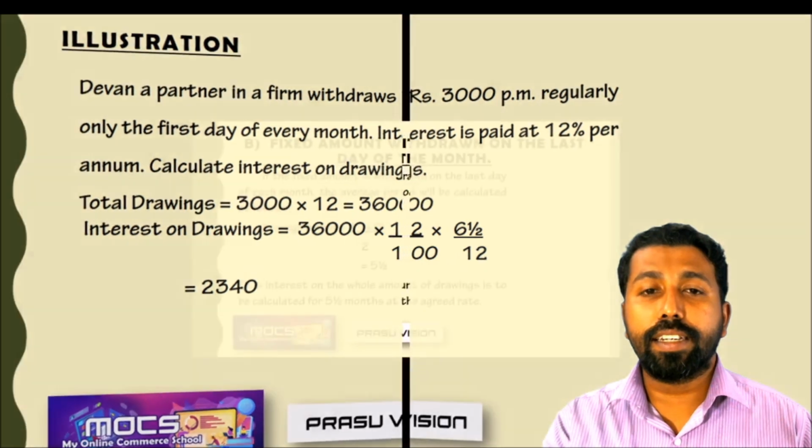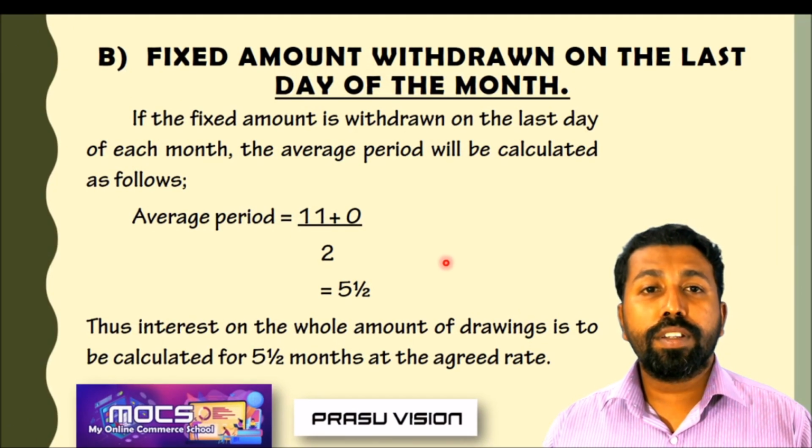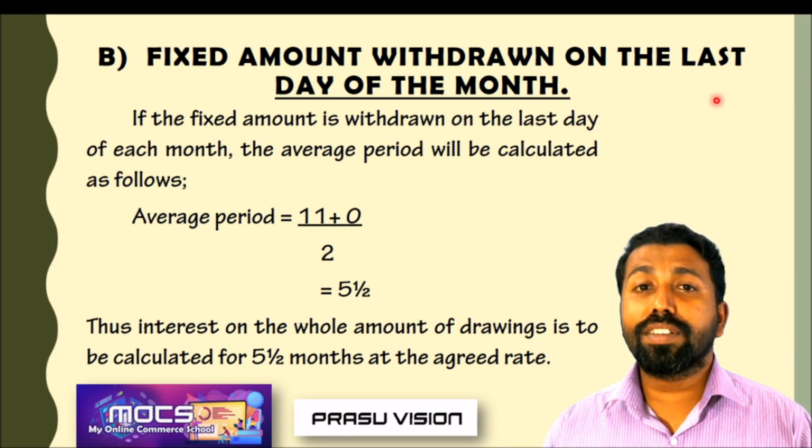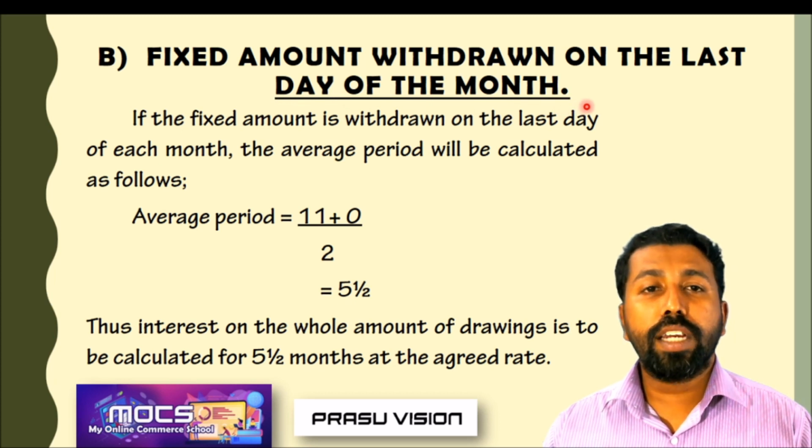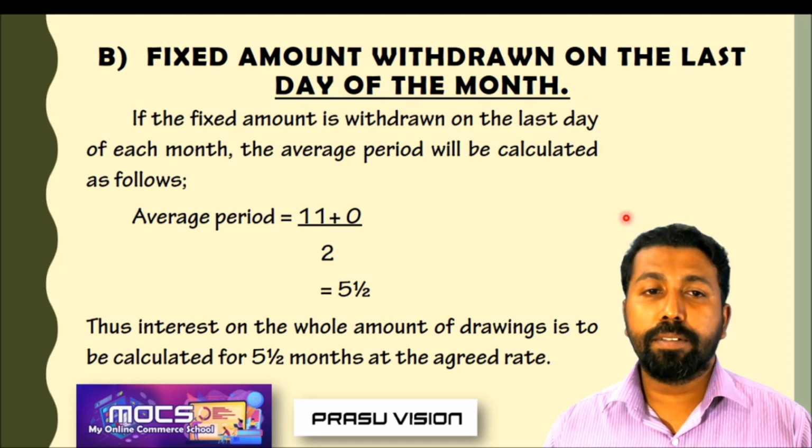Let us look at the second case. In the first case, the amount is withdrawn on the first day. But here, a fixed amount is withdrawn on the last day of every month. So January 31st, February 28 or 29, March 31st, December 31st, like that.